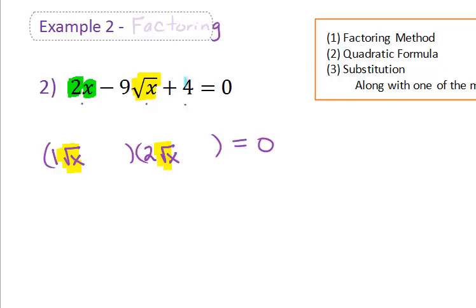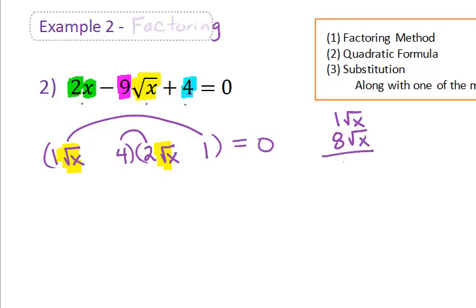Then, factors for my last term. I can use 2 times 2 to give me 4, or I know since I want something fairly large to give me my middle term of 9, I'm going to use a 1 and a 4. I'm going to pair the 4 opposite of the 2 and then the 1 here. And the reason that I did that was because my outside is going to give me a 1 times square root of x. My inside is going to give me an 8 square root of x. And I can add those together to get my middle term of 9 times the square root of x.